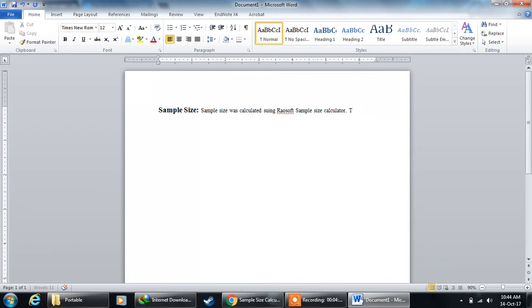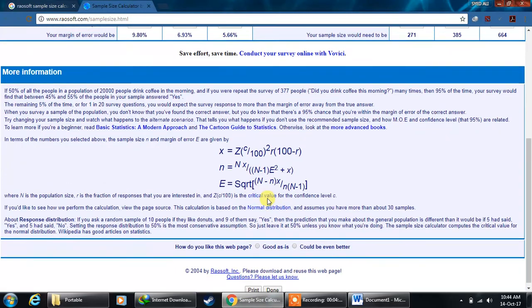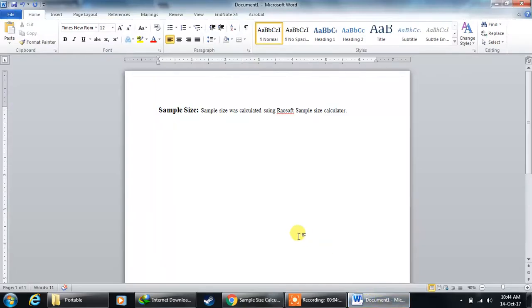Sample size was calculated using RawSoft sample size calculator. And now you can add this formula if you want. You just have to copy it and paste it. Before that we can also write a total of 385 or 380 subjects will be recruited in the study, and then you can say that sample size was calculated using the RawSoft sample size calculator using the formula at 95% confidence interval.